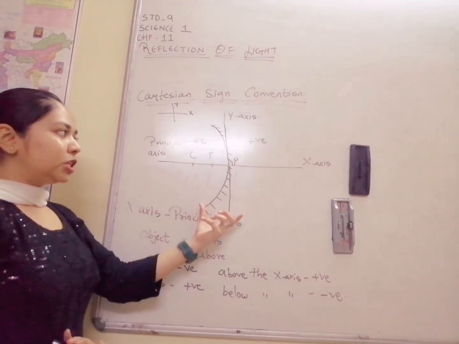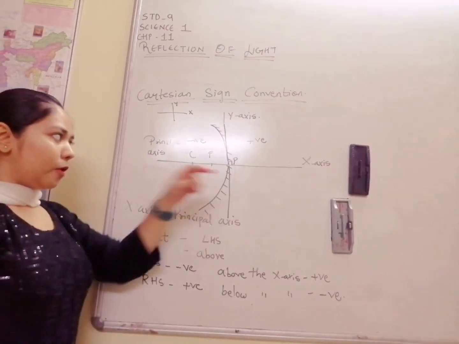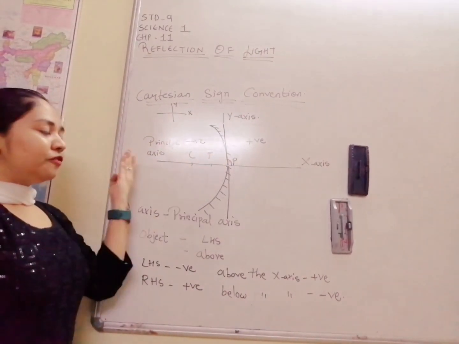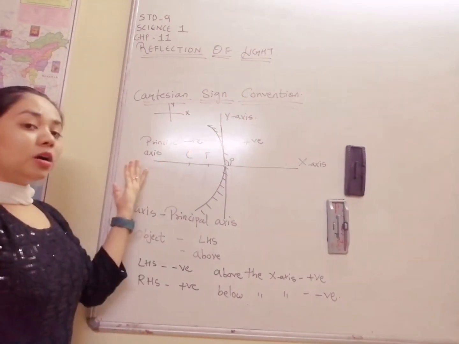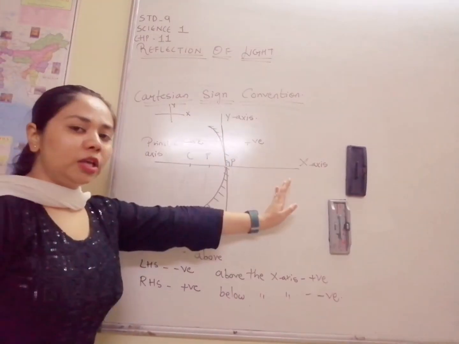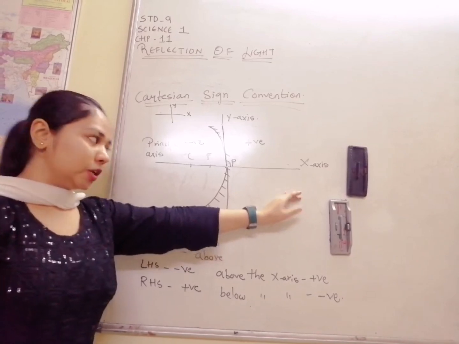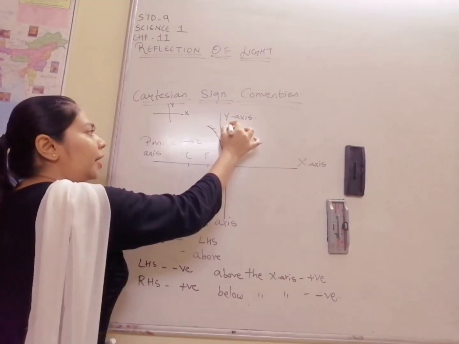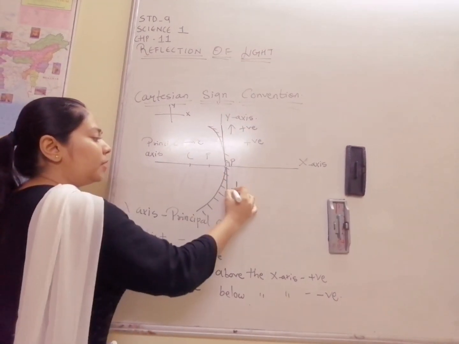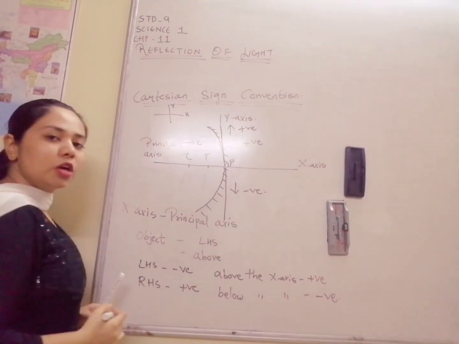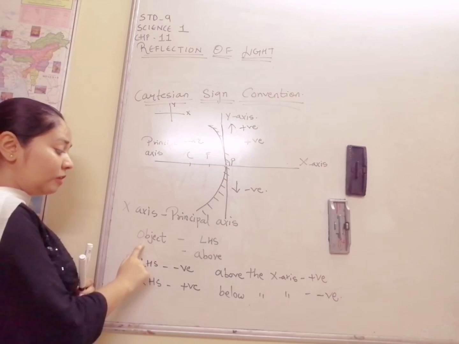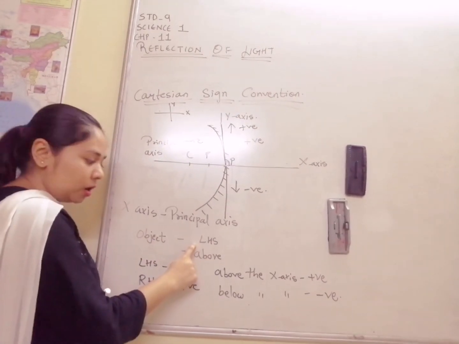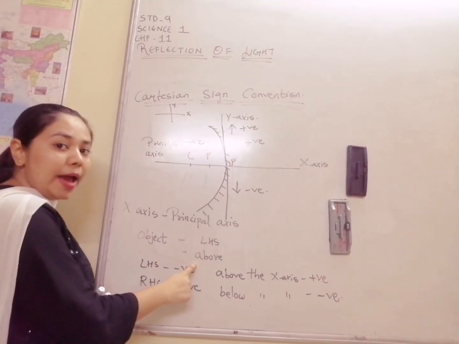We drew the y-axis perpendicular to the x-axis at point P. Everything on the left hand side of P is negative, and everything on the right side of P is positive. Above also it is what? You find it will be positive and below it will be negative. Okay, the object will always be placed on the left hand side of the mirror and above the x-axis.